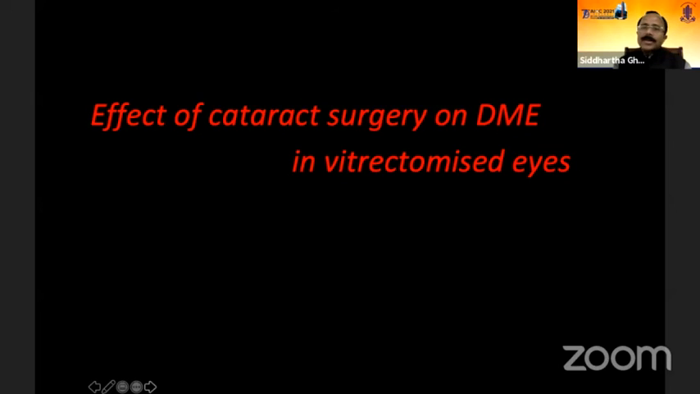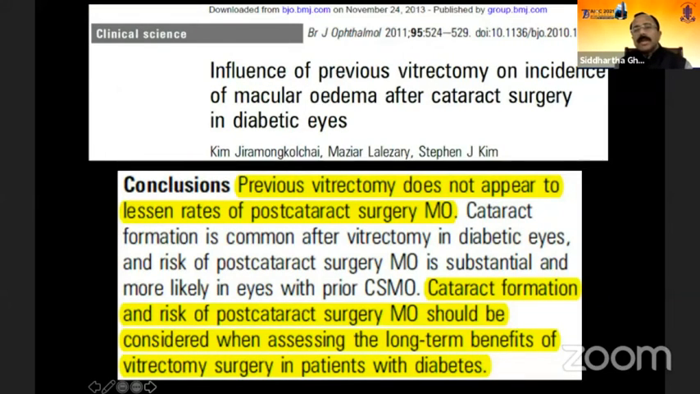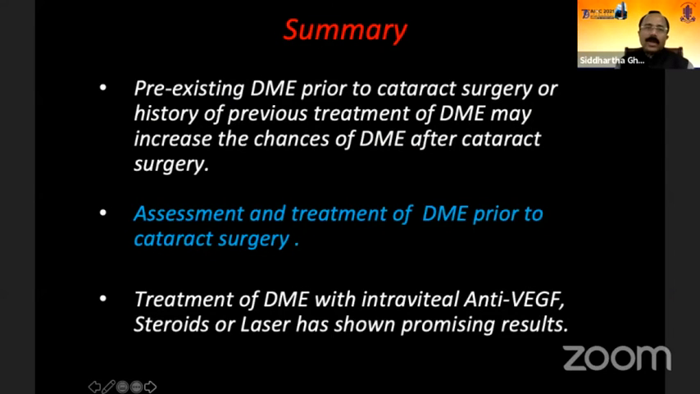Now, regarding the effect of cataract surgery on DME in vitrectomized eyes, it has been proven now that previous vitrectomy does not appear to lessen the rates of post-cataract surgery macular edema. Well, to summarize, pre-existing DME prior to cataract surgery or history of previous treatment of DME may increase the chances of DME after cataract surgery. Assessment and treatment of DME prior to cataract surgery is a must. And treatment of DME with intravitreal anti-VEGF, steroids, and lasers have shown promising results.